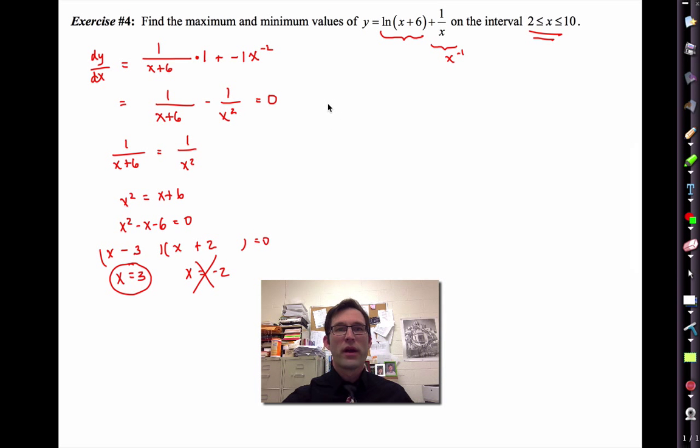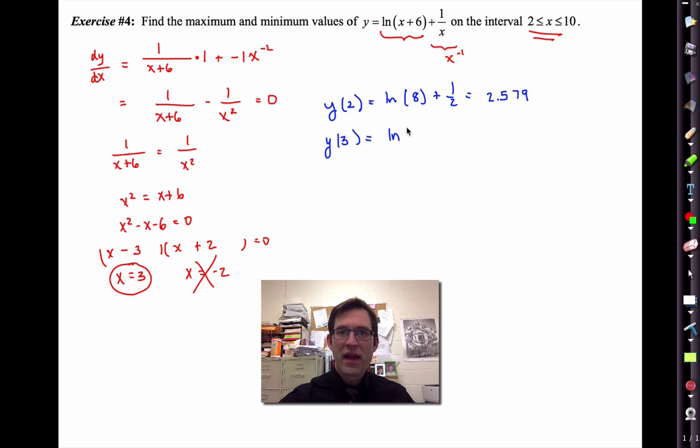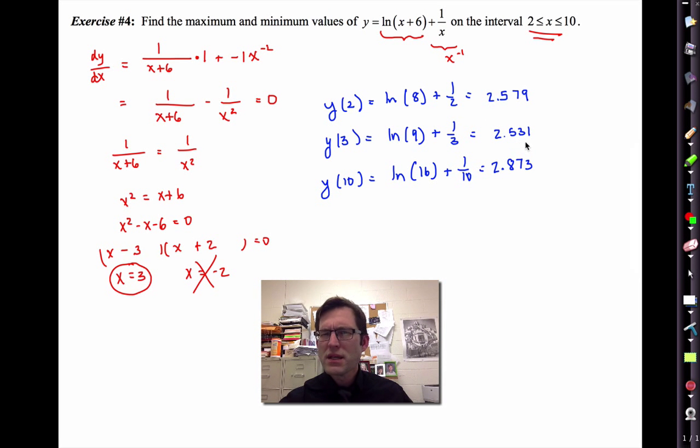Wonderful. All right, for whatever reason, we're going to go back to blue. Now here's where the calculator comes in. There's really no way to evaluate these on their own merits, but I'll get ln of 8 plus 1/2, which is 2.579, accurate to 3 decimal places. y of 3 will obviously be ln of 9 plus 1/3, which is 2.531. And y of 10 is ln of 16 plus 1/10, which is 2.873. Let's go back to red.